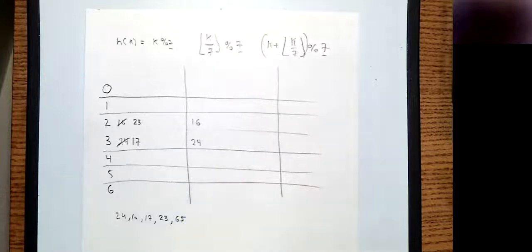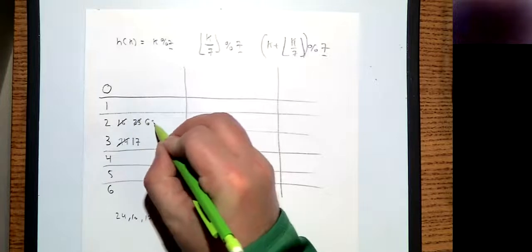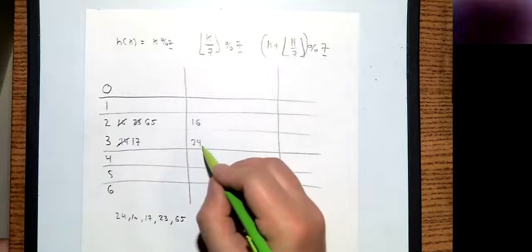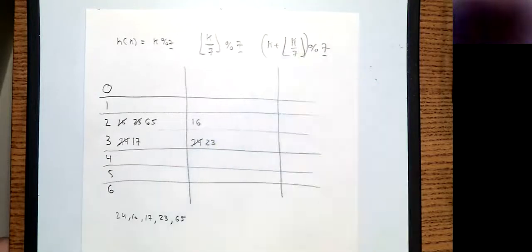The next element we're putting in is 65. 9 times 7 is 63. 65, therefore, mod 7 is going to be 65 minus 63, which is 2. So we're going to expel 23 and put in 65. Now 23 divided by 7, its quotient is 3, so 3 mod 7 is 3. So now we're going to put in 23 and expel 24. Now we do this equation.